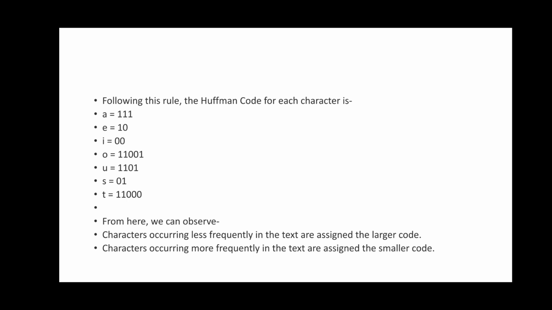So we have analyzed the major steps in the Huffman coding algorithm, and we have also seen the Huffman coding algorithm with a small example. Thank you.